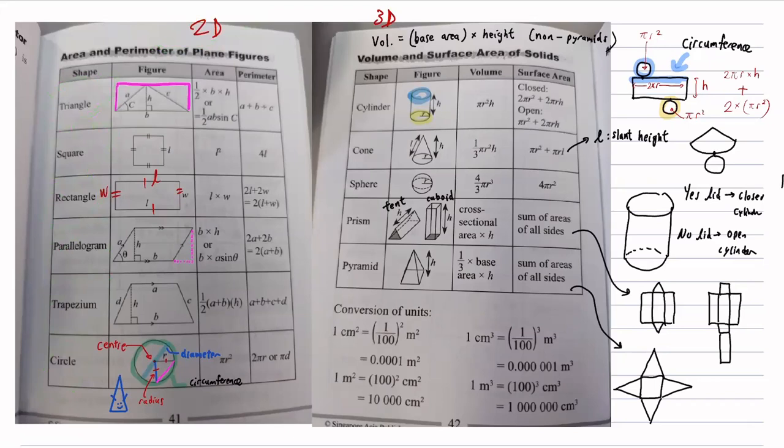How do you find the area of a triangle? Please take note that there are two formulas you need to know. Half times base times height, and half AB sine C, the C here being the angle in between. Okay, you are familiar with both? Yes? Yep. Find area. Then of course perimeter.